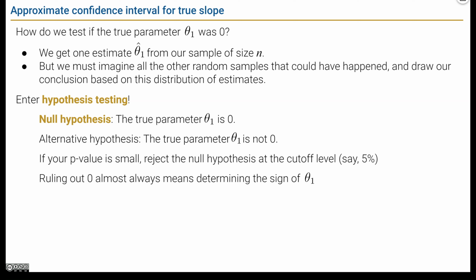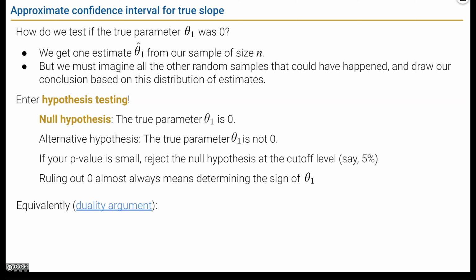So this is the idea of what we've used in simple linear regression when we used hypothesis testing. And we're going to do the same idea here. Our null hypothesis is that the true parameter is 0. The alternative is the true parameter is not 0. And if our p-value is small, we'll be able to reject the null.